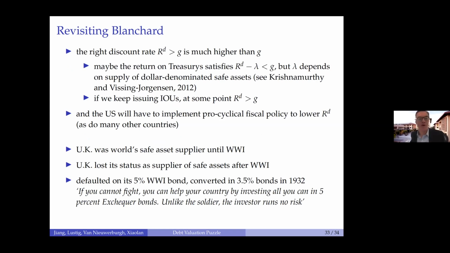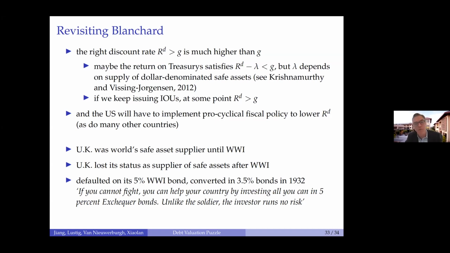And to conclude, I want to go back to where we started. I started with this provocative quote from Blanchard, who said the government can probably just keep rolling over debt. There's no issue with that. So the first point we want to make is, let's be clear, the right discount rate is much higher than G. If not, you wouldn't be able to price this claim, because this claim is actually pretty risky, a claim to surpluses.